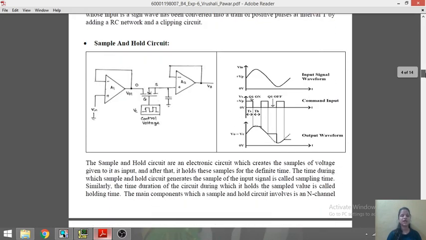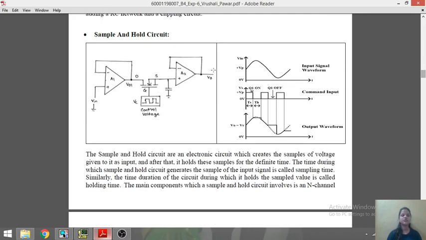So next is the sample and hold circuit. Here is the sample and hold circuit diagram and the input signal wave, command wave, that is the control voltage wave, and the output waveform. The sample and hold circuit is an electronic circuit which creates a sample of the voltage given to it as an input. After that, it holds this sample for a definite time. The time during which the circuit generates a sample of the input signal is called the sampling time. Similarly, the time duration during which the circuit holds the sample value is called the holding time.